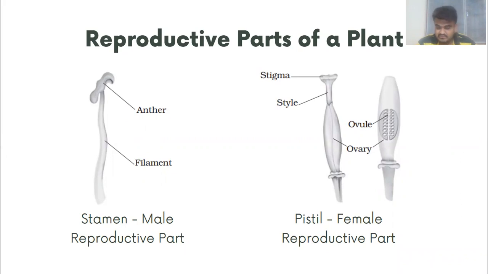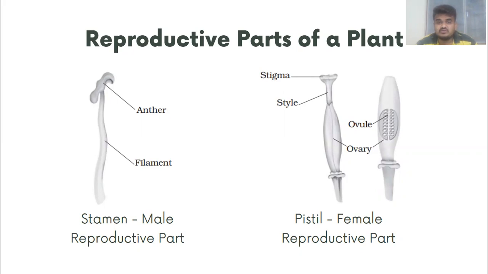Here is a more important definition about the anther: the anther contains pollen grains which produce male gametes. This is a stamen, the male reproductive part. We have already discussed that this anther contains pollen grains, and these pollen grains are covered with a layer, or we can call it a protective coat. These pollen grains produce male gametes.